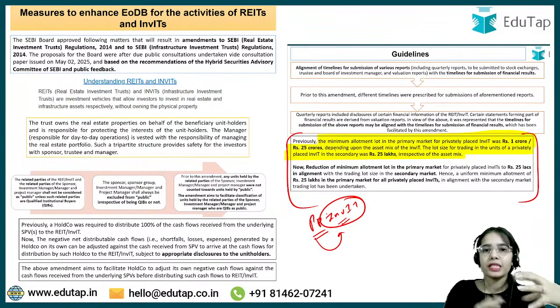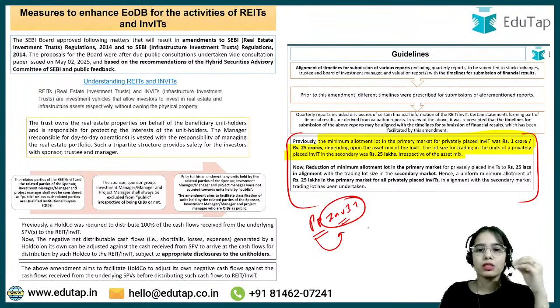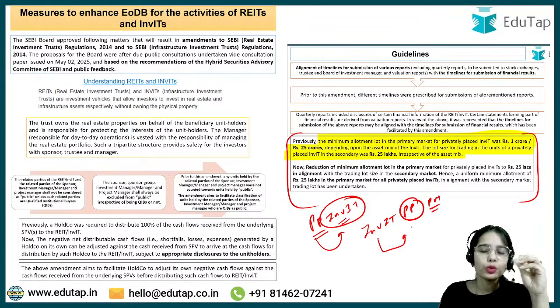It is privately placed and is being sold to the sophisticated investors, to the big investors. So this is the private placement of InvIT. When the InvIT was privately placed in the primary market, that is, the new units of the InvIT are being sold to the investors, there was a minimum limit of 1 crore or 25 crores depending upon the investment mix. This much minimum investment was required in the primary market.